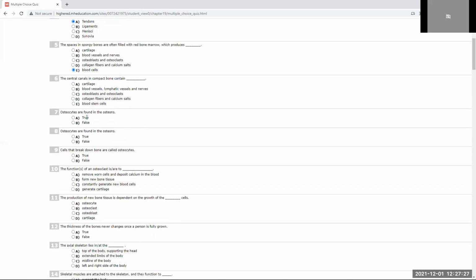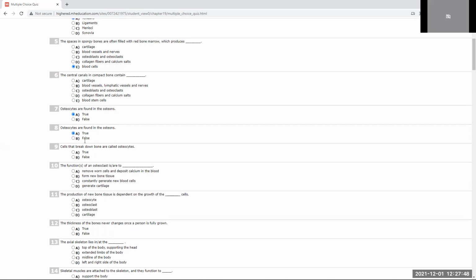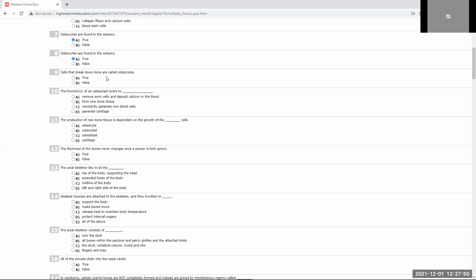All right, we go over there. Number 7, osteocytes. The osteocytes are found in the osteons. I just repeated the question, okay? Cells that break down bone are called osteocytes, true or false? False, right? So the osteoclasts, those are the ones that break down.